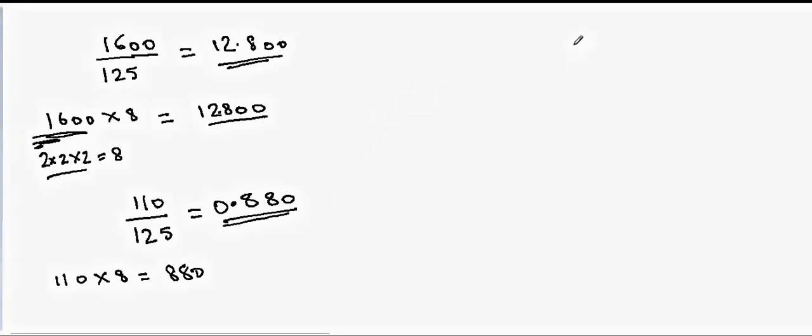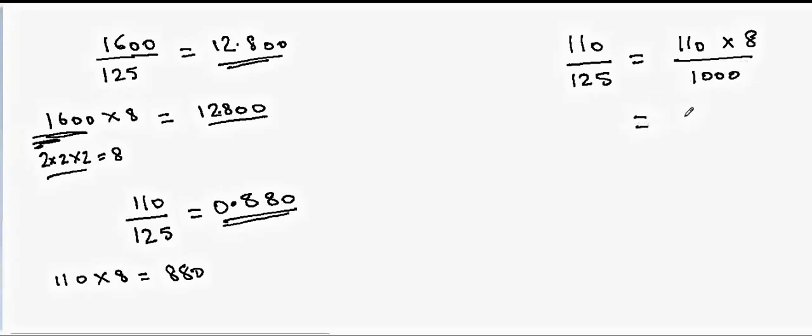Again, how I come with this trick is, I have 110 divided by 125, and that will be equal to 110 into 8 divided by 1000. In this case I'm just multiplying the number by 8 and then dividing by 1000. So that's equal to 880 divided by 1000, that's equal to 0.880.